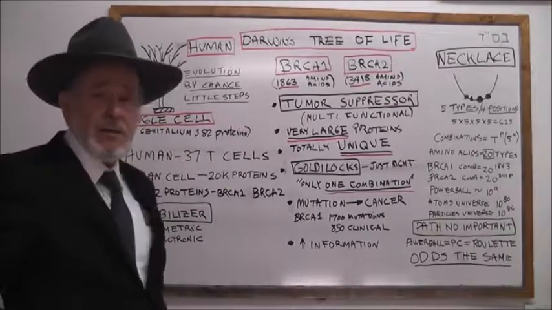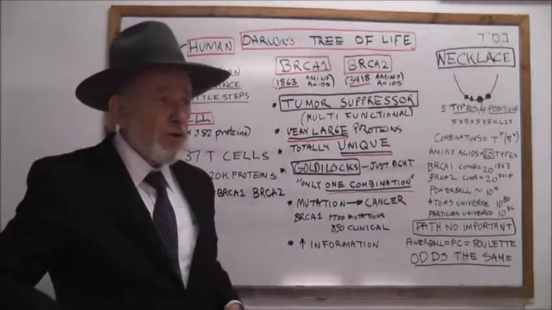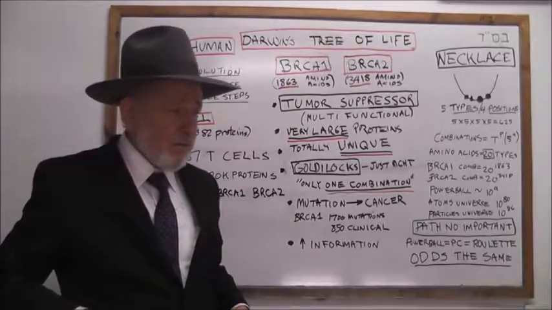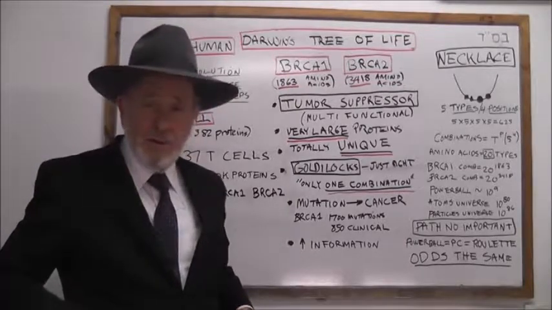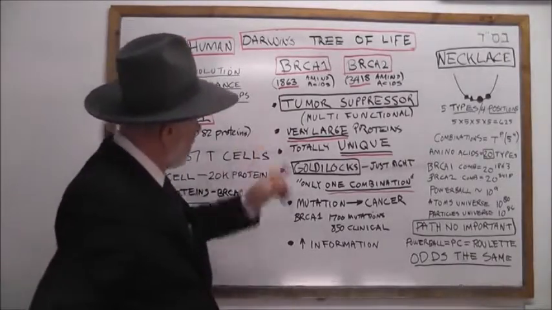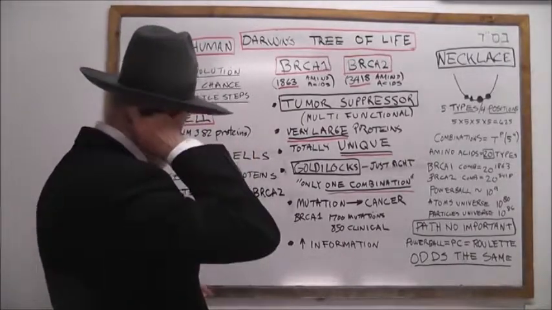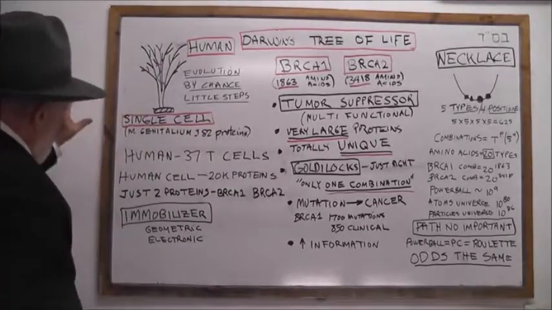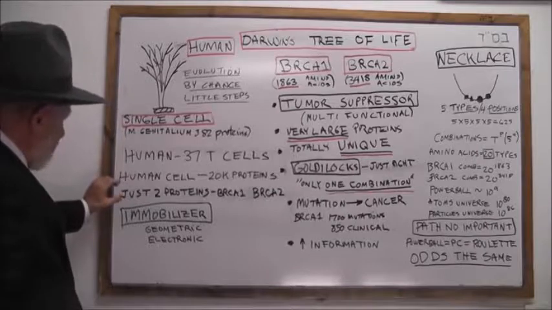If these are mutated, this causes an increase in the rate of cancer for ovarian cancer, breast cancer in women, and also some cancers in men. Very important proteins and the coding genes that produce these proteins. So we're just going to look at these two proteins.